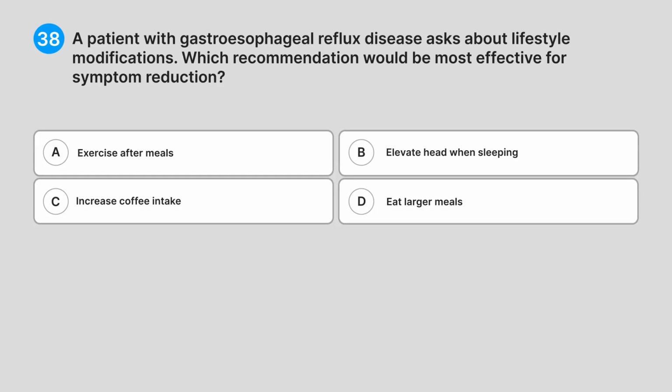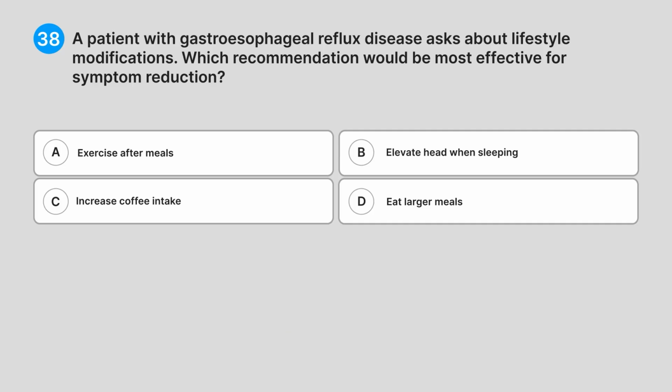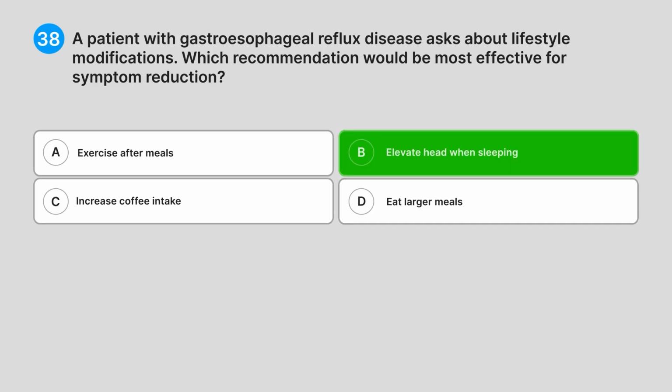38. A patient with gastroesophageal reflux disease asks about lifestyle modifications. Which recommendation would be most effective for symptom reduction? A. Exercise after meals. B. Elevate head when sleeping. C. Increase coffee intake. D. Eat larger meals. Do you know the answer? Correct answer, B. Elevate head when sleeping.